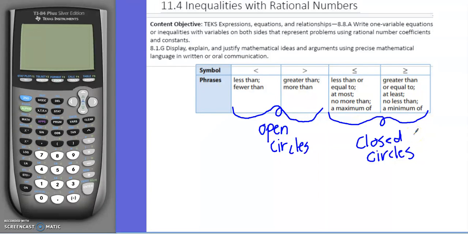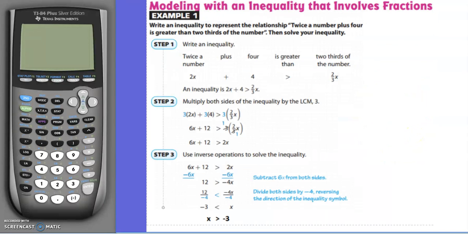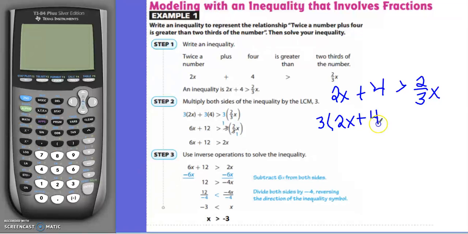All right, let's look at example 1. Write an inequality. Twice a number plus 4 is greater than 2/3 of the number. So when we do twice a number, we have 2x plus 4 is greater than 2/3 of a number. Since we have a denominator of 3, we're going to use the distributive property to multiply everything by 3 to get rid of the denominator. So we're going to multiply both sides by 3.